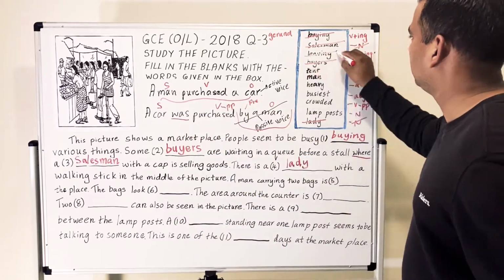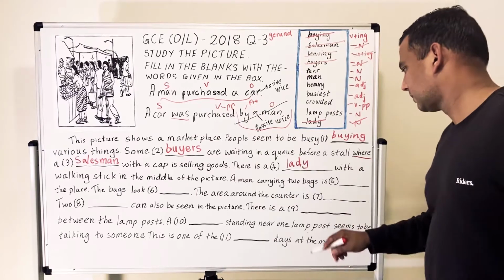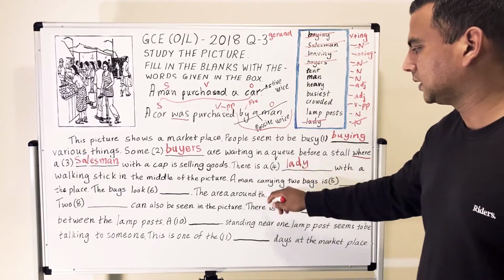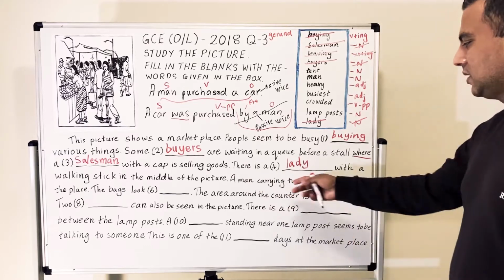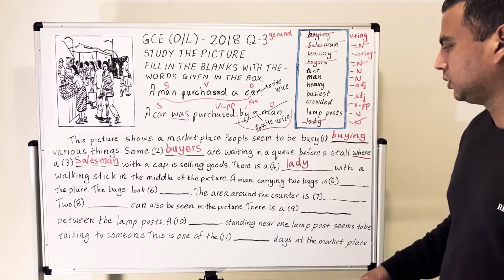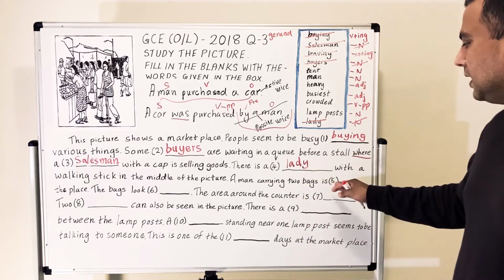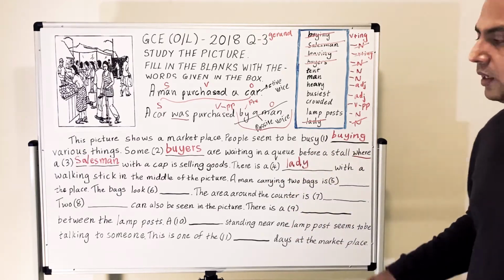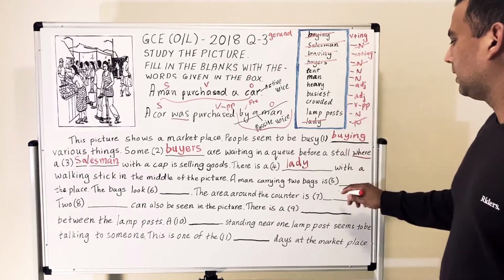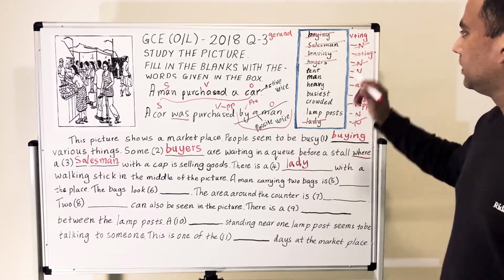Let's see whether we have leave. Yes, we have leaving here. Okay. Again, we know this is a man. So who is the subject? The subject is a man carrying 2 bags. So that is where it gives more details about the man who is leaving. So what is missing? The missing word is the verb. So we know leaving is a verb and it's present continuous. That's why we have the ing form.